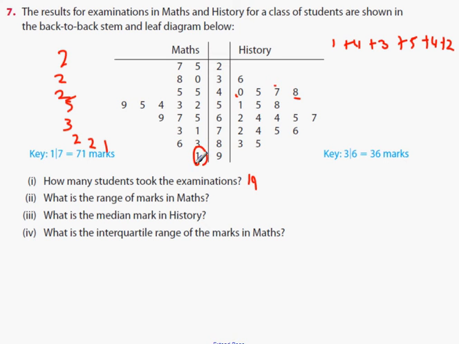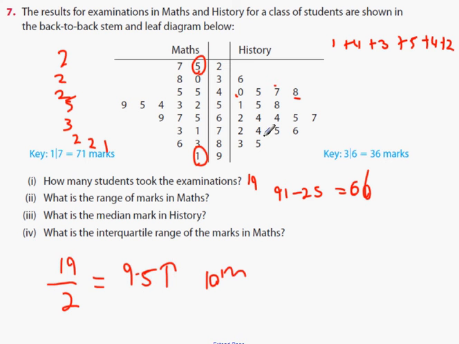What's the range of marks in maths, lads? Maths is 91 minus 25. 66. Median mark in history, guys. The middle of history. 19 divided by 2 is 9.5. What does that need to round up to? 10th. Who is the 10th person? 1, 2, 3, 4, 5, 6, 7, 8, 9, 10. 64.